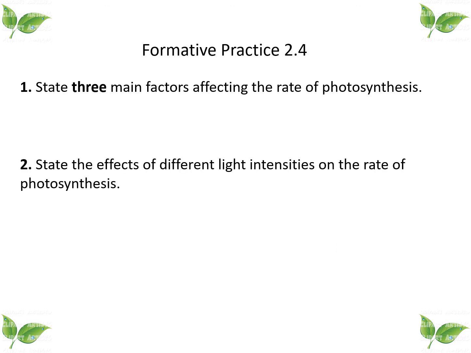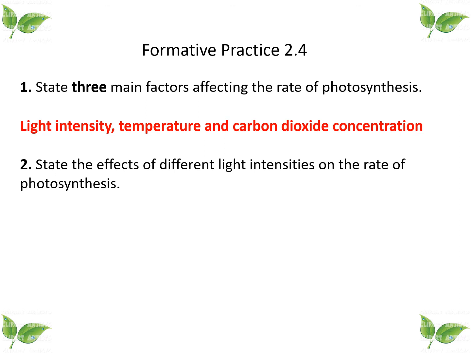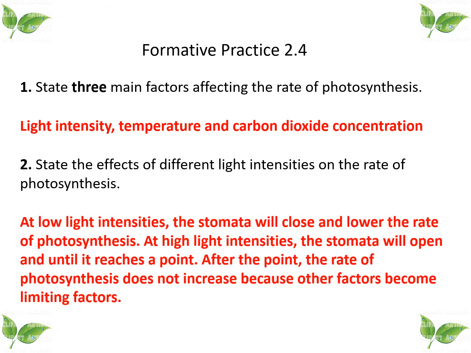State 3 main factors affecting the rate of photosynthesis. The answer is light intensity, temperature, and carbon dioxide concentration. Question number 2. State the effect of different light intensity on the rate of photosynthesis. At low light intensity, the stomata will close and lower the rate of photosynthesis. At high light intensity, the stomata will open until it reaches a point. After that point, the rate of photosynthesis does not increase because other factors become limiting factors.